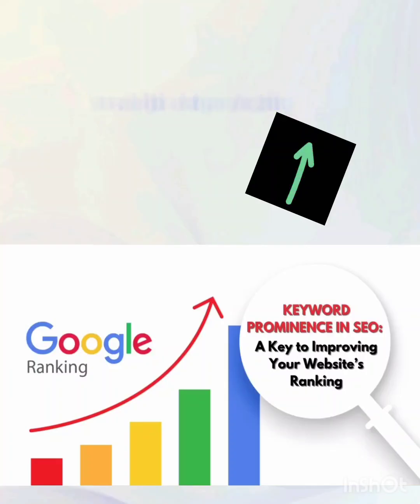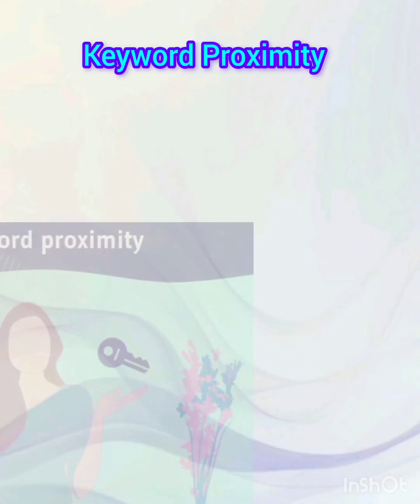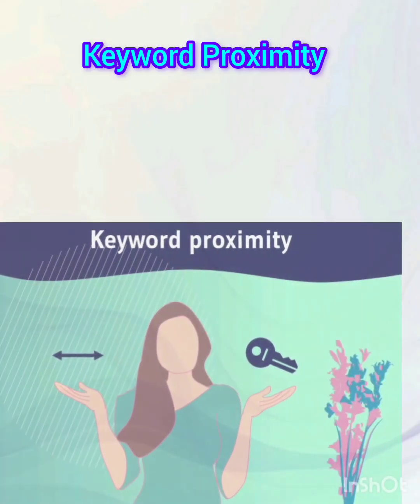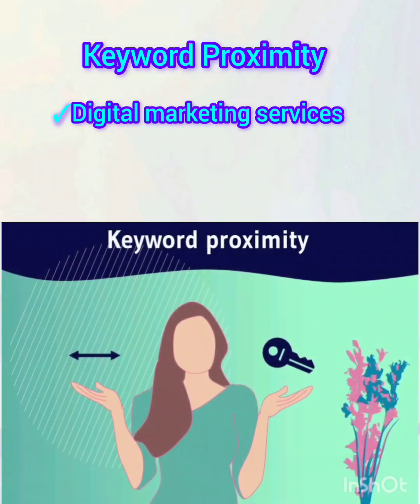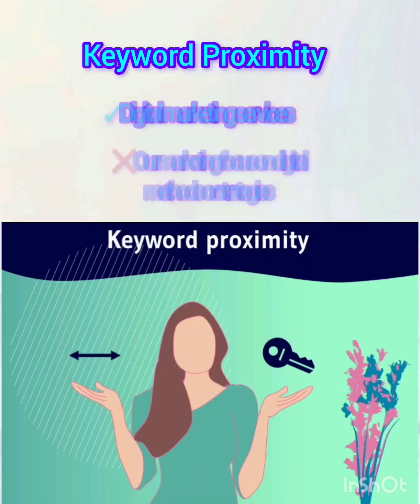The other thing is keyword proximity. That shows how close the keywords are in a phrase. Now, please keep them close. For example, digital marketing services, rather than saying our marketing focuses on digital method for a better strategy.